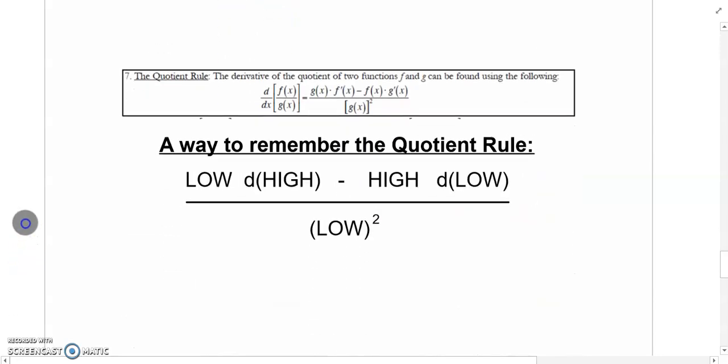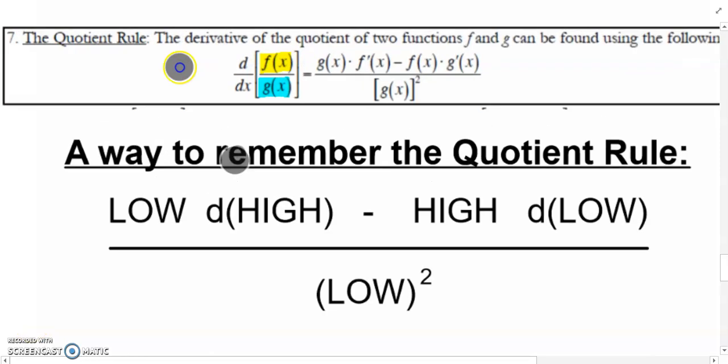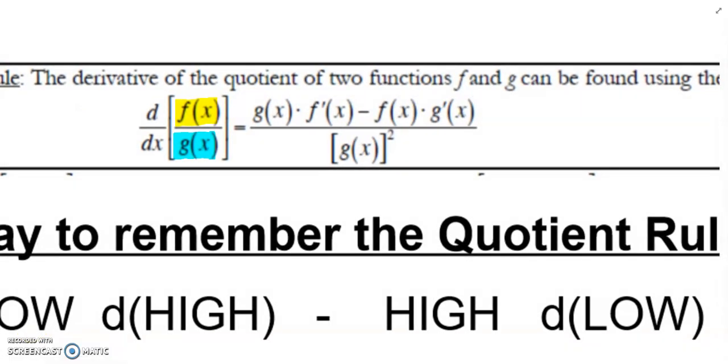So how do we remember this? When given two functions that are being divided by each other, that is f of x being divided by g of x, to find the derivative of it, we're going to take the low denominator term, multiply it by the derivative of the numerator. Then we're going to subtract from that the numerator times the derivative of the denominator, and that is all going to be divided by the original denominator squared.